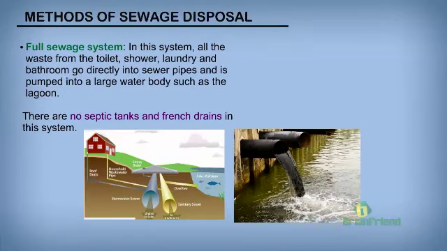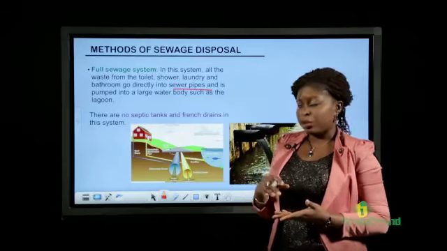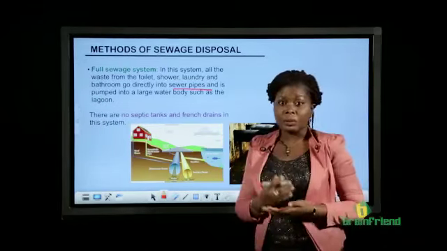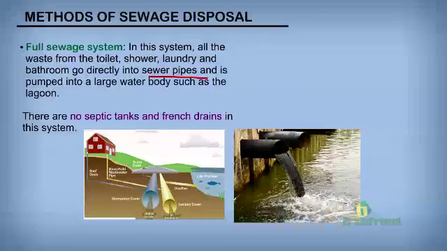Full sewage system. In this system, all the wastes from our toilets, shower, laundry go directly into sewer pipes, and it's pumped into a large body of water, such as a lagoon. So there are no septic tanks here, there are no French drains. The sewage has to be sent directly to a large water body by the use of sewer pipes. As you can see here, these are sewer pipes. There is an image demonstrating how sewage can go from homes directly to sewer pipes and then into a water body, such as a lake.